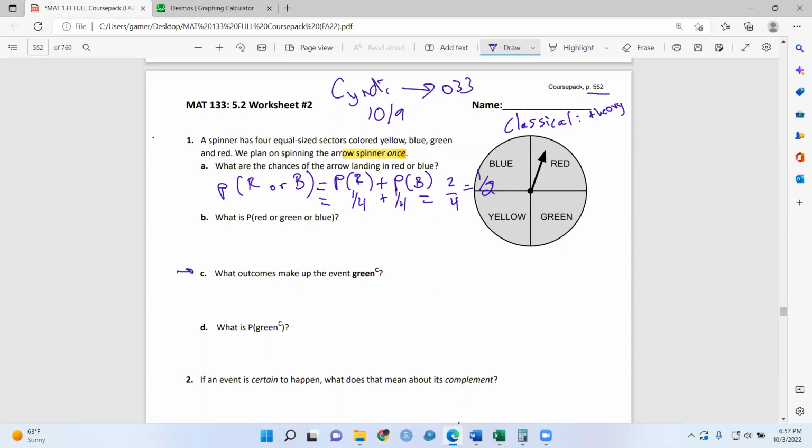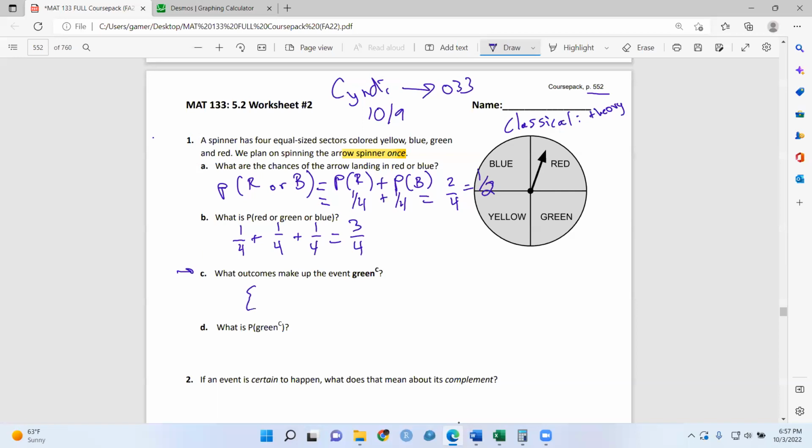And it turns out it's the same idea for red, green, or blue. You can string together as many ors as you want. And as long as they're disjoint, you just add the stuff together. So that's 1/4 plus 1/4 plus 1/4. That's a 3/4 chance of it happening.